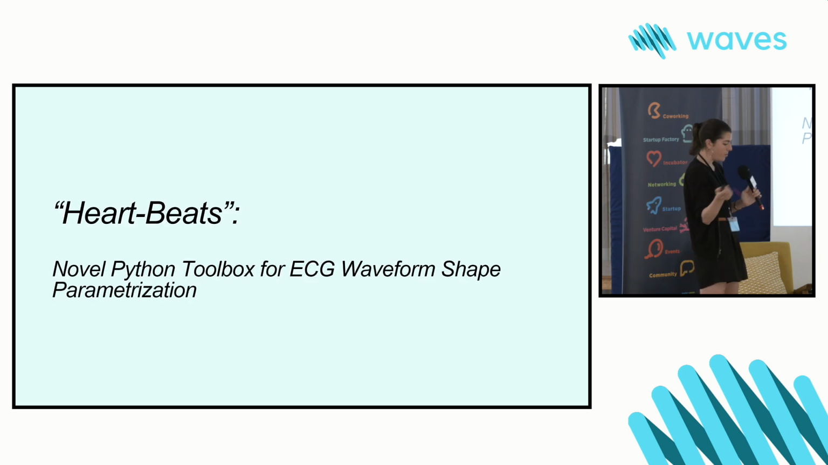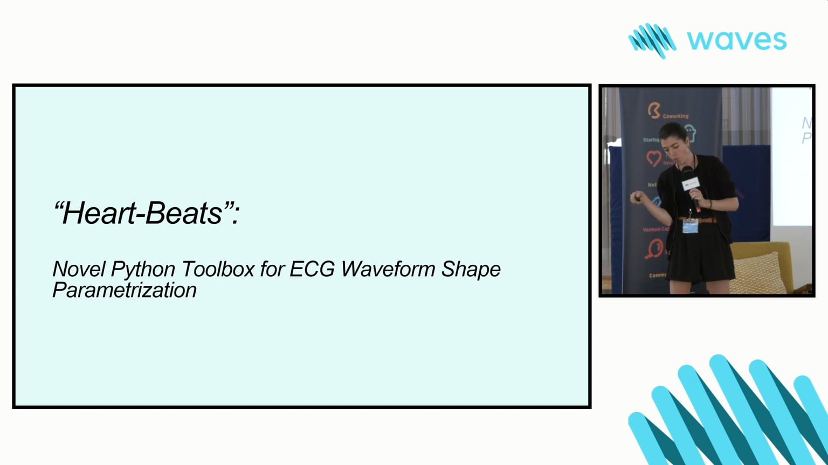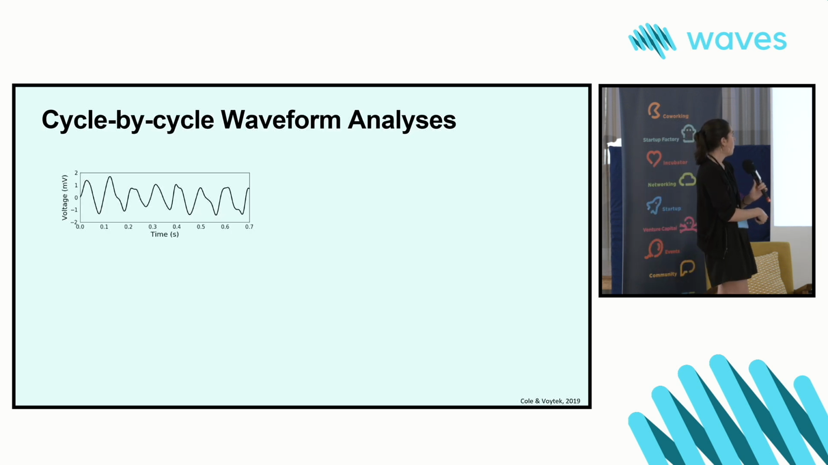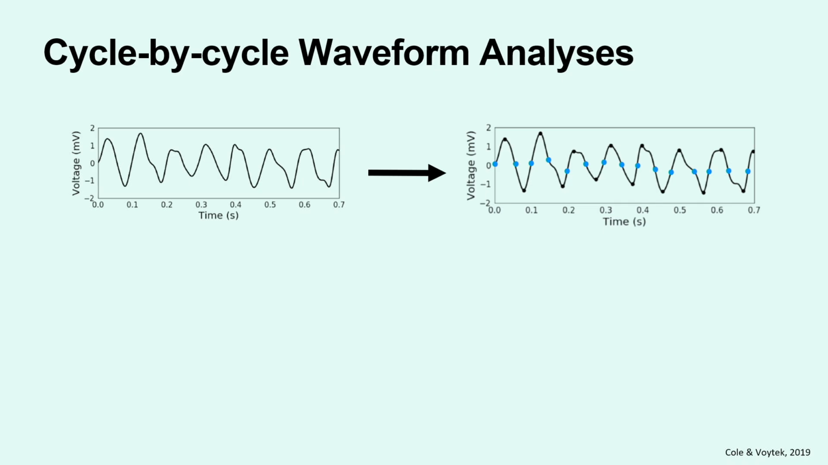And so in order to do this, I actually spent the last year with my coworker building this Heartbeats toolbox, which is a Python toolbox for ECG waveform shape parameterization. My lab had previously built a toolbox called Bicycle for neural oscillations. And this is just an example of an EEG theta oscillation as demonstration.